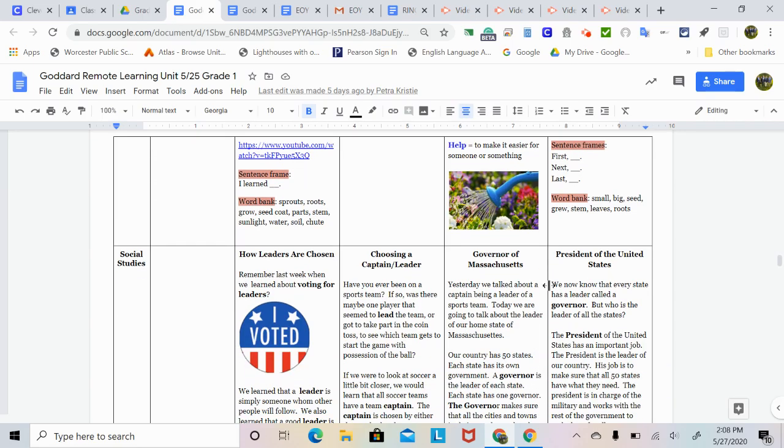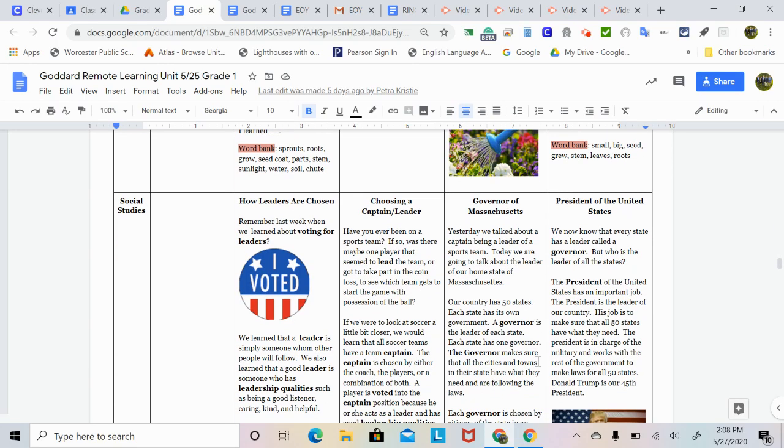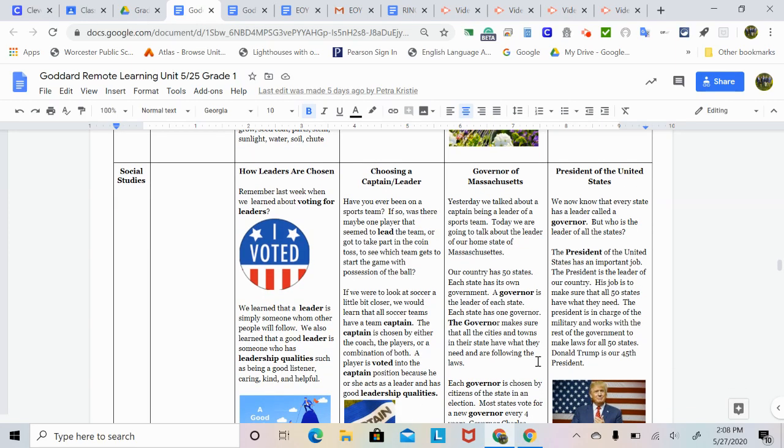In social studies, we're going to learn today about the governor of Massachusetts. Yesterday, we talked about a captain being a leader of a sports team. Today, we are going to talk about the leader of our home state of Massachusetts. Our country has 50 states. Each state has its own government. A governor is the leader of each state. Each state has one governor.